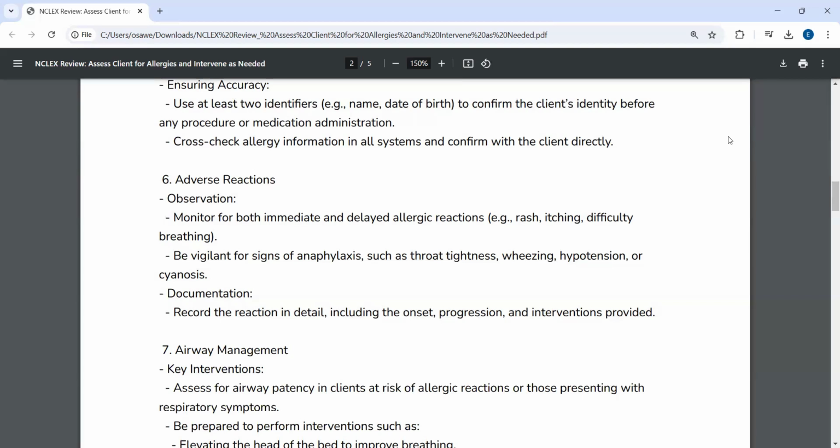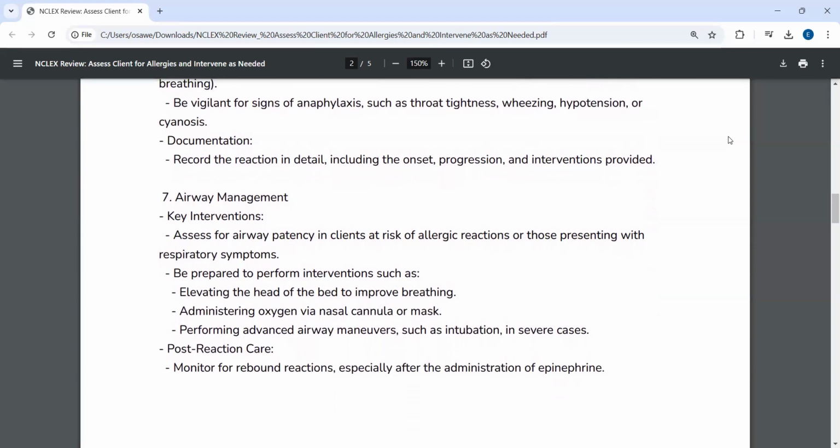Now, the signs of allergy are rash, itching, difficulty breathing, wheezing, shortness of breath, edema, angioedema, swelling of the lips, hypotension, throat tightness, cyanosis. These are things you need to report to the doctor. Just look at the options, and if you see a hint of anything close to this listed information, select that. Those are always the correct answer. Remember, severe allergy, you give epinephrine. Mild allergy, you give antihistamine.